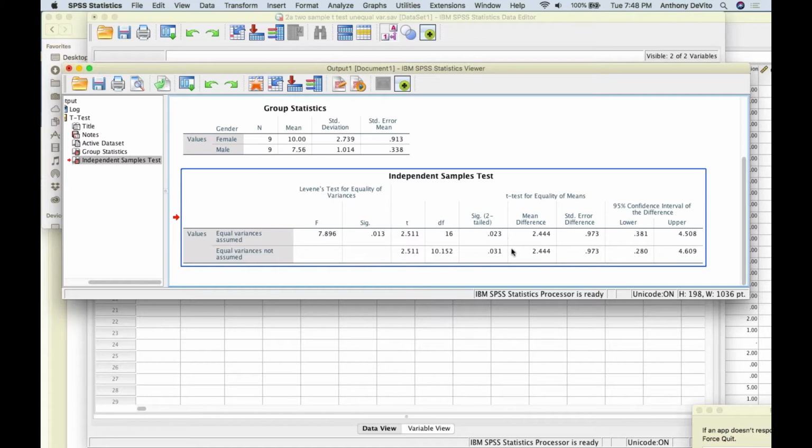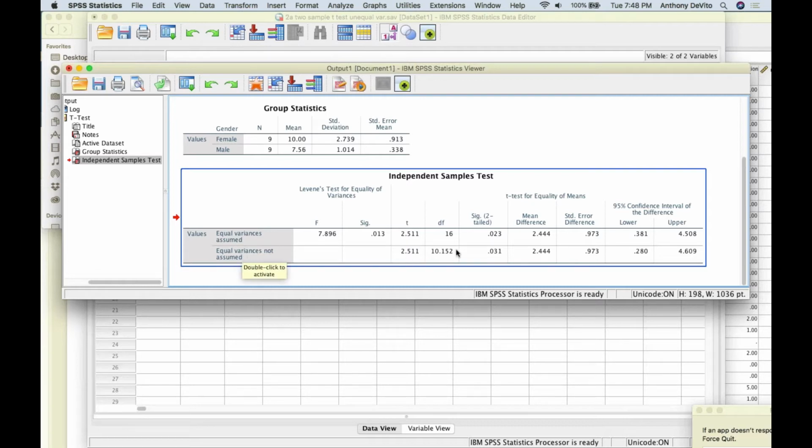It's up to us to decide which one to use. Well, we decided that one had a standard deviation of 1, the other 2.7. We're going to use the test that is for unequal variances. And that's the bottom line. Equal variance is not assumed. Top line is equal variance is assumed. Bottom line, equal variance is not assumed.